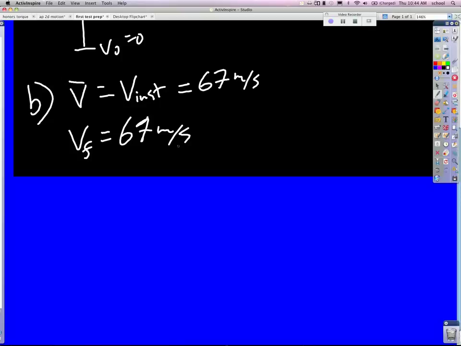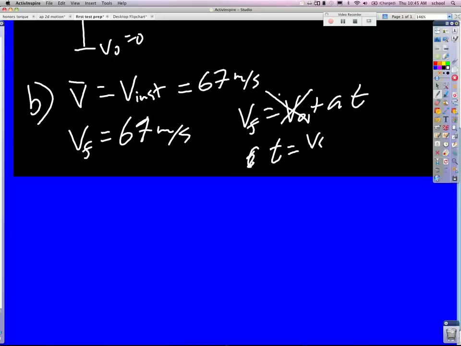So I get T. Did it ask when or where? When? Okay, cool. Where would be like, at what distance? That would be different. So T is equal to Vf over A. So I get 67 meters per second divided by 30 meters per second squared, and that's going to give me something like 2.2 seconds. So at some point right there, the velocity is 67 meters per second.